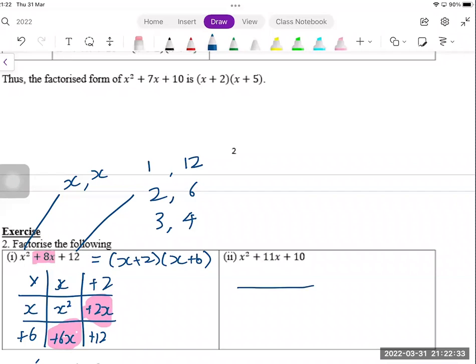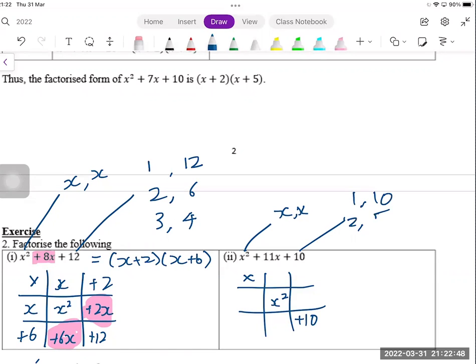And a quick recap also. First thing, I put my times over here. X squared terms go here. Plus 10 goes over here. Break this down. This is x times x. This is either 1 times 10 or 2 times 5. By now, with some practice, it's quite straightforward. You can very quickly see that because you want a plus 11x, what I should be using would be 1 and 10.